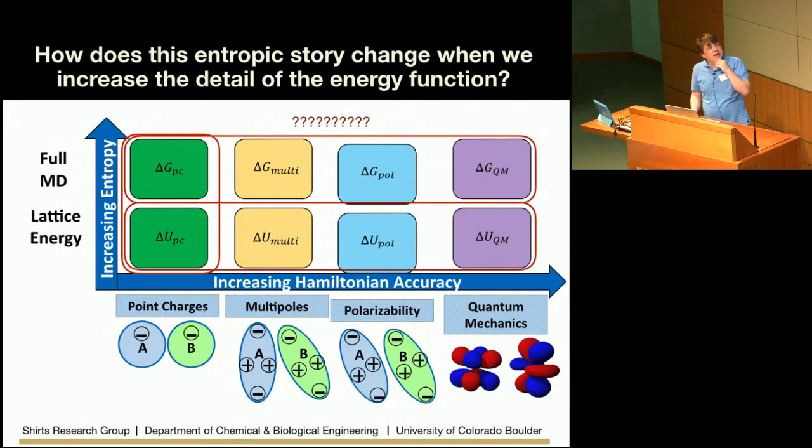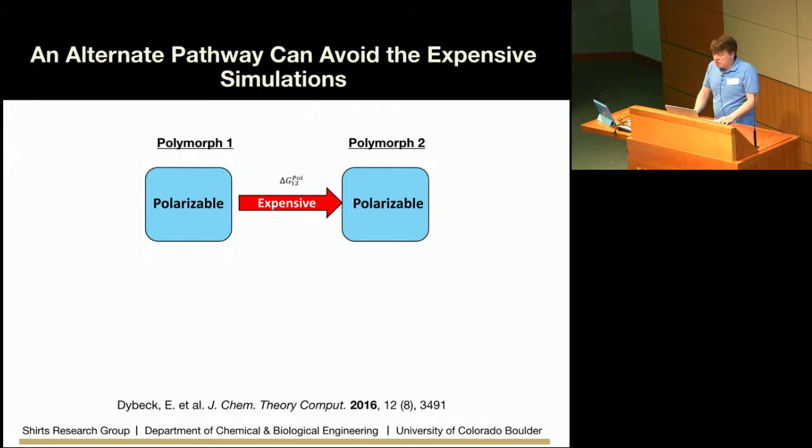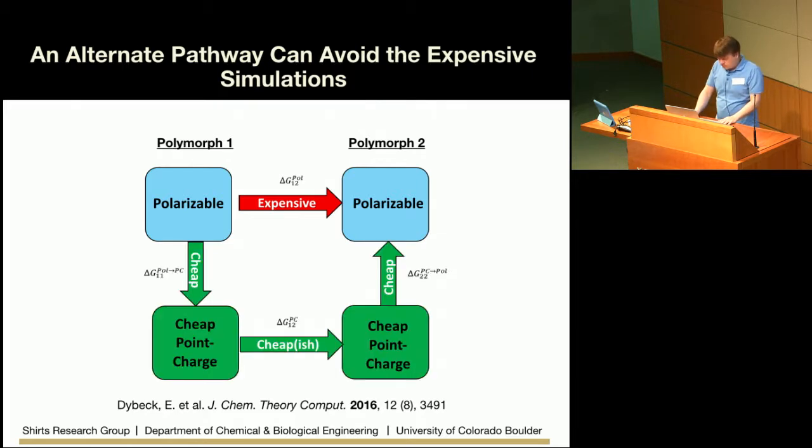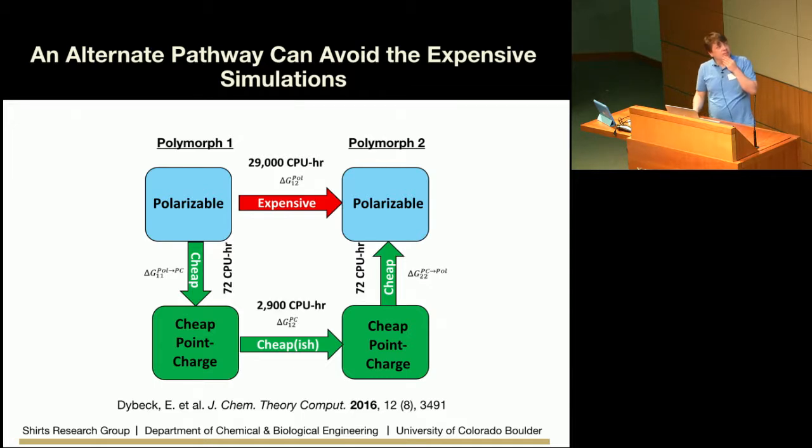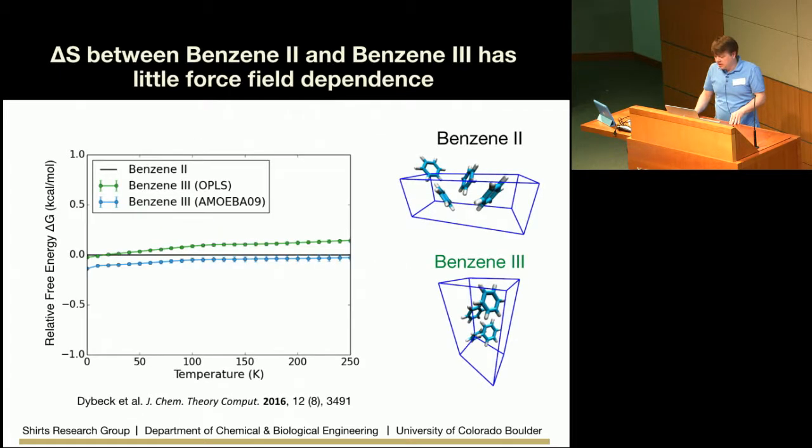What about this? What about entropy with higher levels of theory? So we're using some alternate pathways to do that. If you were just to calculate the free energy purely polarizable, it's pretty expensive. But what we can do is calculate this full curve with a cheaper point charge model and then correct at the endpoints. So there, maybe it's 10 times more expensive polarizable, but the corrections for this particular case I'm showing end up being pretty cheap. And so this is the way that we approach this.